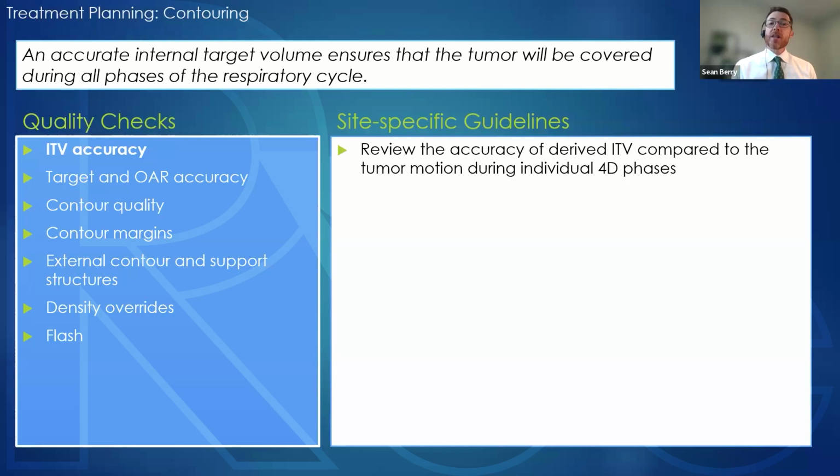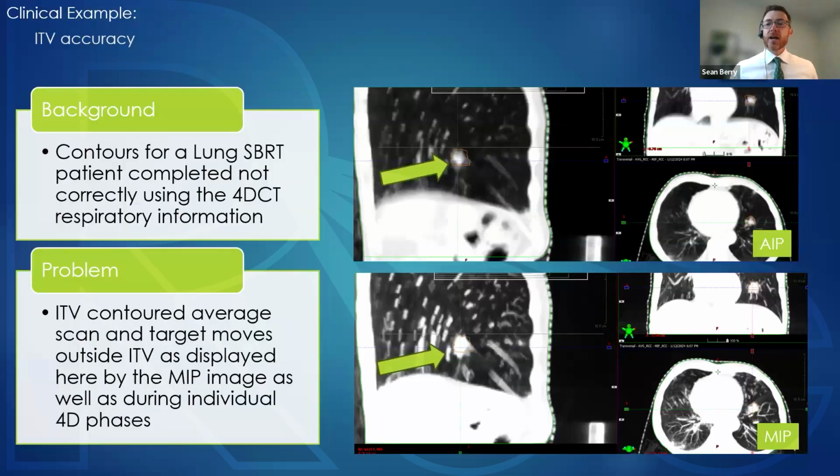So for contouring, there's lots of checks to do. They're all listed on the left. And the first one is the ITV. We've already talked about respiratory motion management a number of times. The ITV is a contour that's supposed to capture the location of the GTV or the tumor throughout the whole breathing cycle. And here's an example where that ITV was drawn inaccurately.